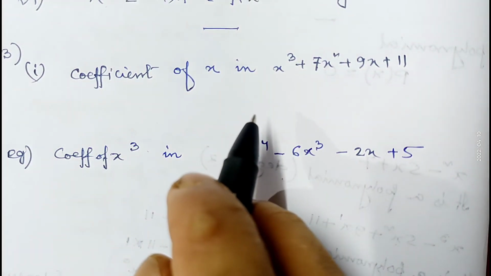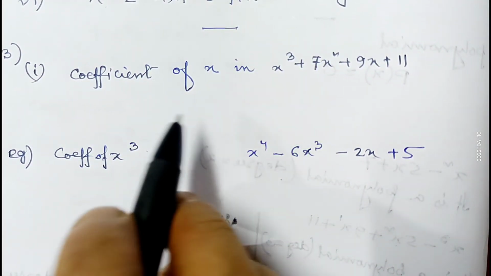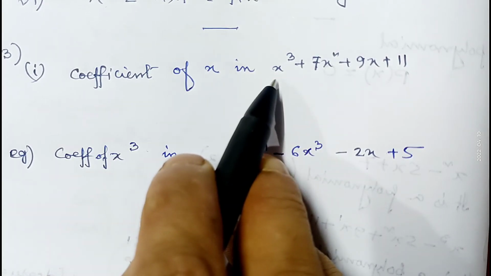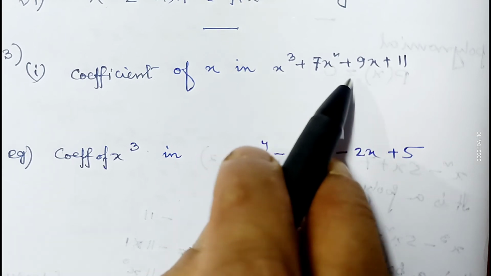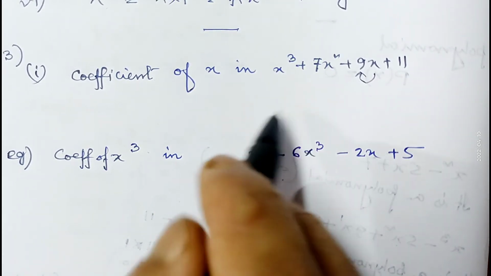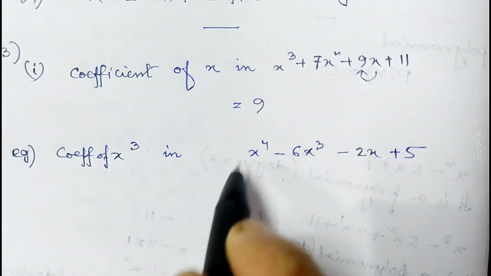Now in question number 3, it is given we have to find the coefficients. Now in the first case, it is given coefficient of x in x cube plus 7x square plus 9x plus 11. So here coefficient of x is 9. Therefore, we can write answer is 9.